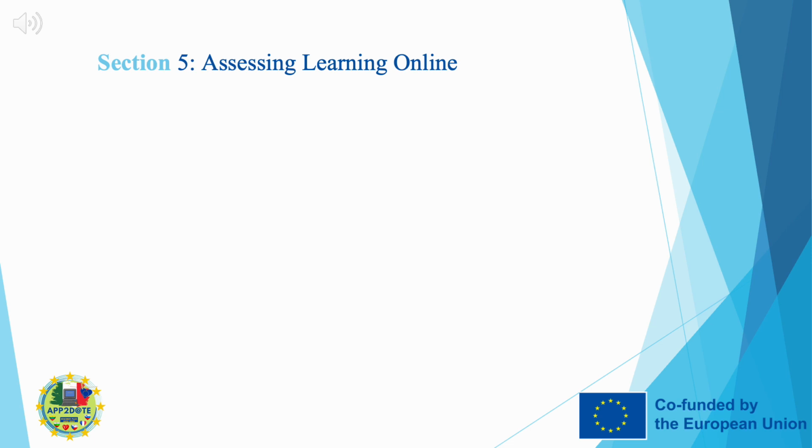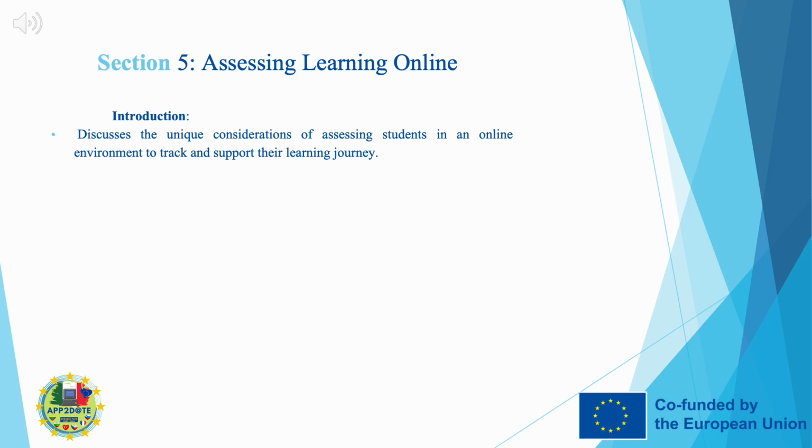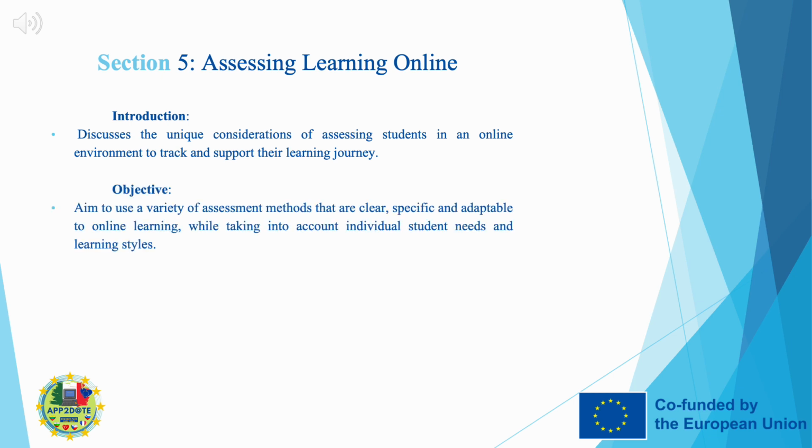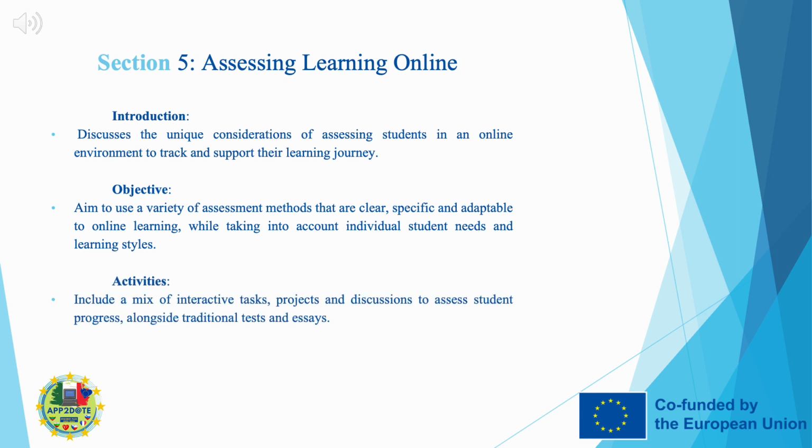Section 5. Assessing learning online. Introduction discusses the unique considerations of assessing students in an online environment to track and support their learning journey. Objective: aim to use a variety of assessment methods that are clear, specific, and adaptable to online learning, while taking into account individual student needs and learning styles. Activities include a mix of interactive tasks, projects, and discussions to assess student progress, alongside traditional tests and essays.